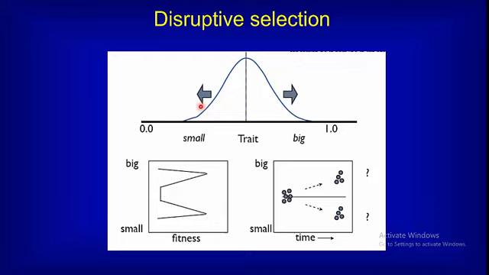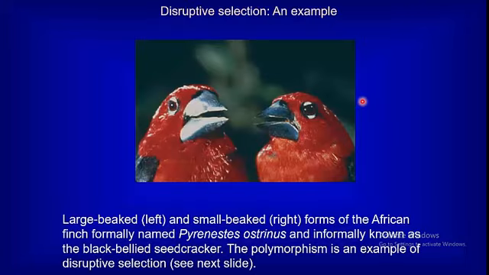So essentially, from a unimodal distribution, you get to a bimodal distribution of trait values. Now this kind of selection is relatively rare in nature. However, there are a few good examples, and I'll quickly give you one such example.